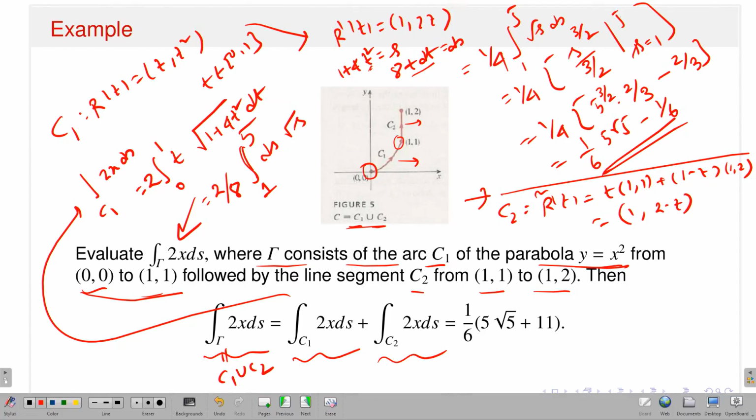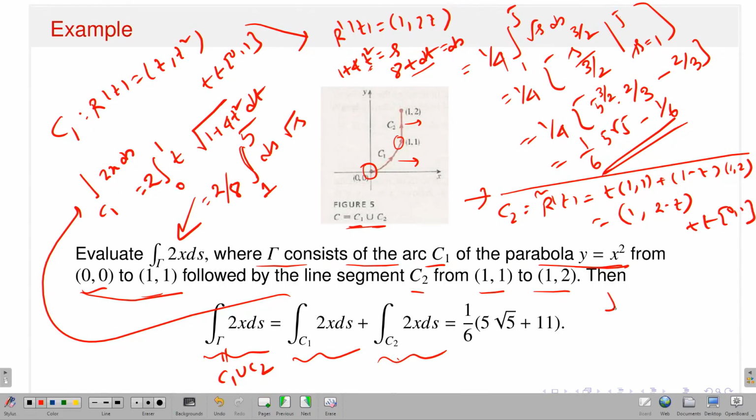So, first one is t plus 1 minus t, that means 1 will be there. Second one is t plus 2 minus 2t, t gets cancelled. So, that means 2 minus 2. So, these are the parameterizations. So, that means what is t running from? 0 to 1. Okay. So, therefore, what is my integral over C2?